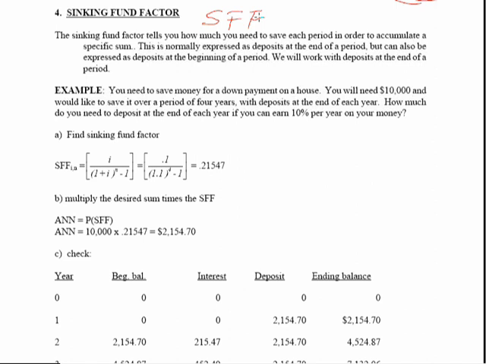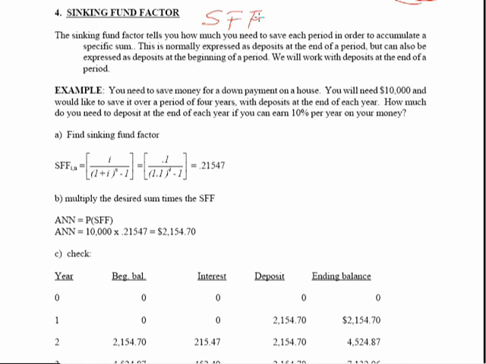A sinking fund can also occur, the deposits can occur at the beginning of the period, just like annuities do in ordinary annuities. But for this part of the section, for sinking fund factors, we'll just think of the deposits occurring at the end of each period. There'll be a couple problems in the problem sets where we might have to deal with deposits occurring at the beginning of the period, but we'll worry about that later.